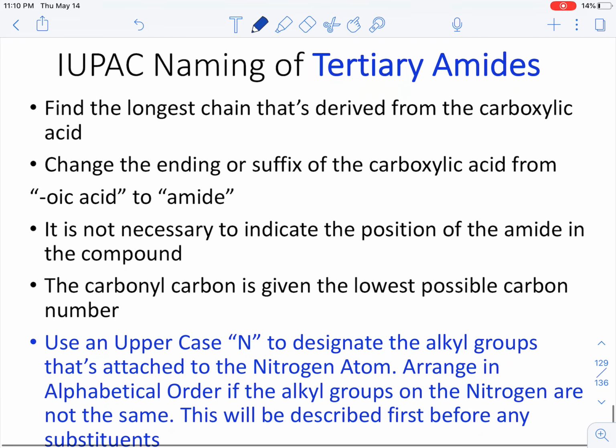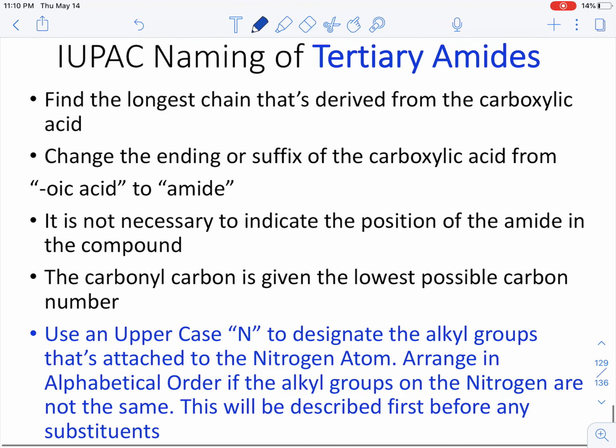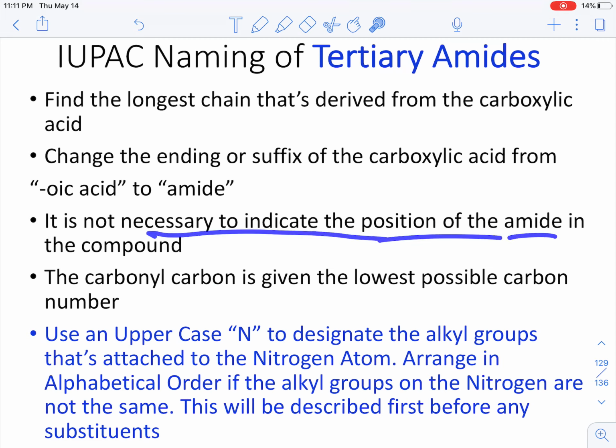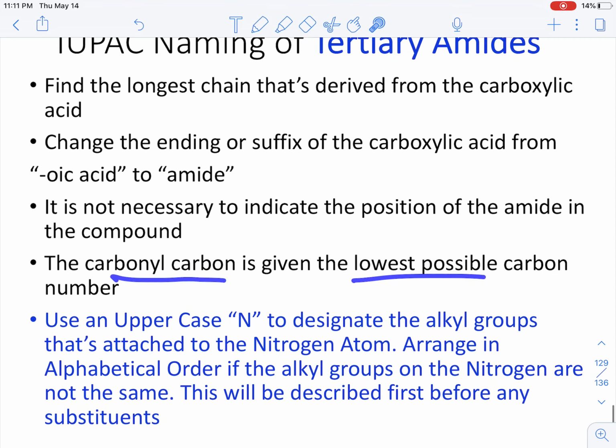Okay. So the last compound that we're going to learn how to name are tertiary amides, very similar to tertiary amines. So once again, find the longest carbon chain that has a carbonyl group. You're going to change the suffix to amide. It's not necessary to indicate the position of the amide since the carbonyl carbon is directly connected to the nitrogen, so you don't need to put the 1. You give the carbonyl carbon the lowest carbon number.